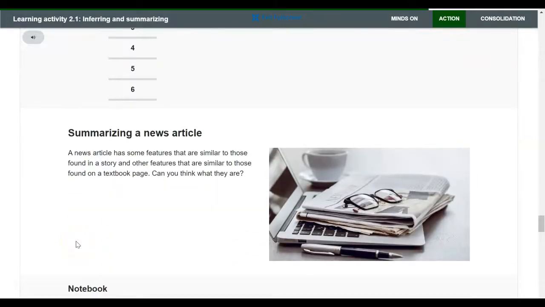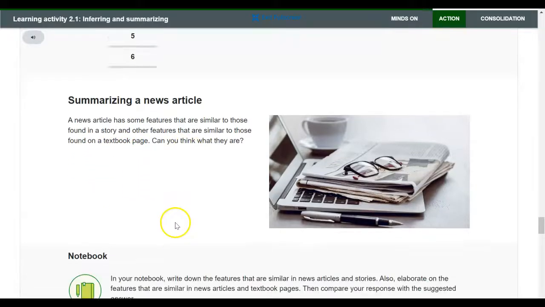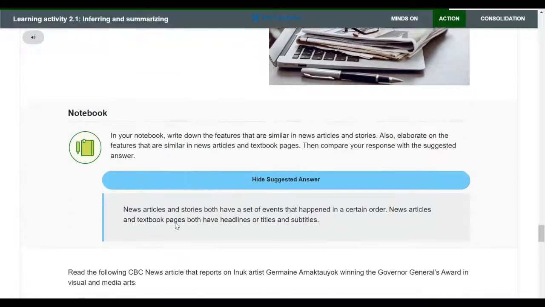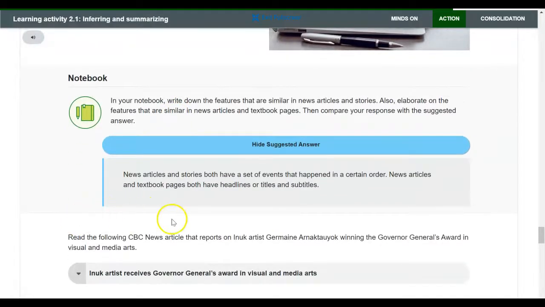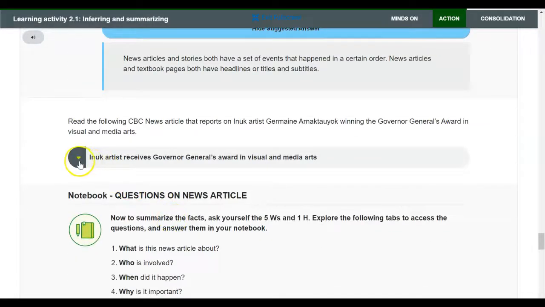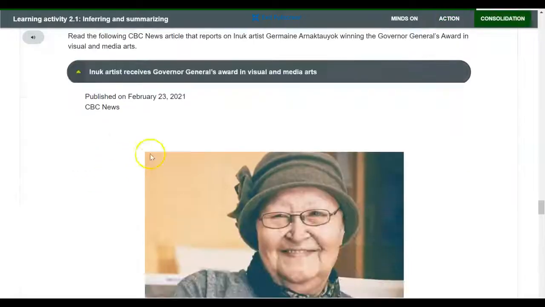All right, now we're going to look at a news article. A news article has some features that are similar to those found in a story and other features that are similar to those found on a textbook page. Can you think of what they are? All right, so you can write down some of your answers. And then you're going to look at this newspaper article.